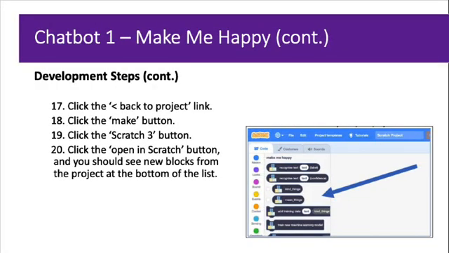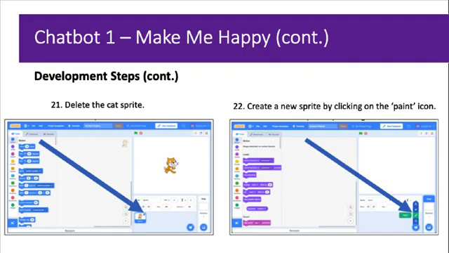17. Click the Back to Project link. 18. Click the Make button. 19. Click the Scratch 3 button. 20. Click the Open in Scratch button, and you should see new blocks from the project at the bottom of the list. 21. Delete the cat sprite.